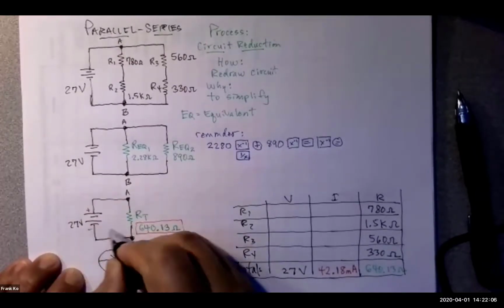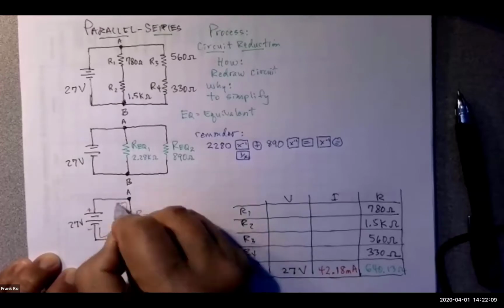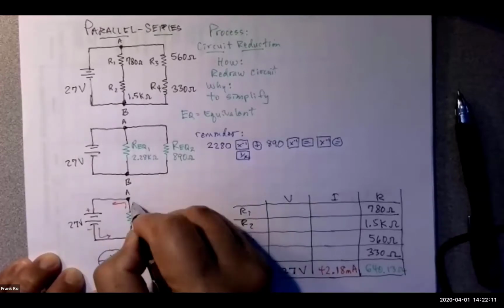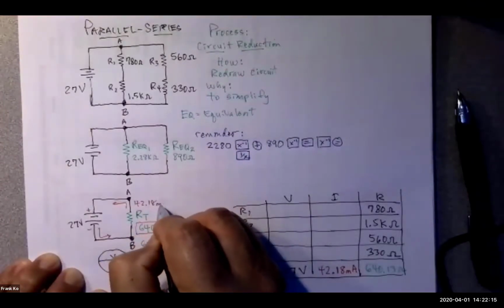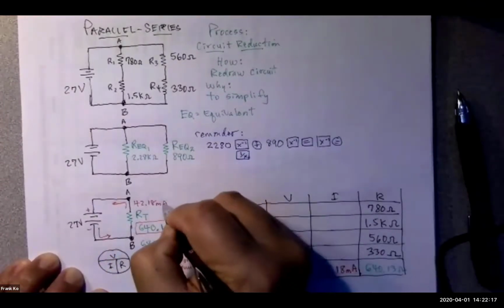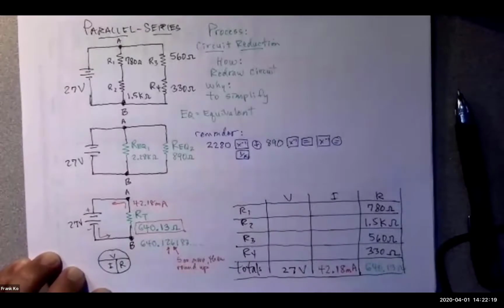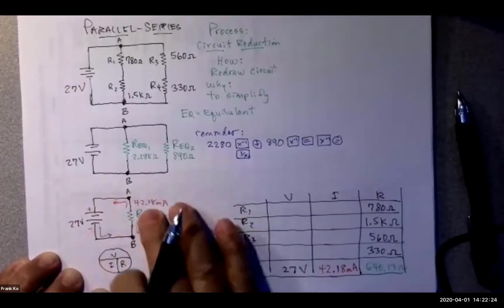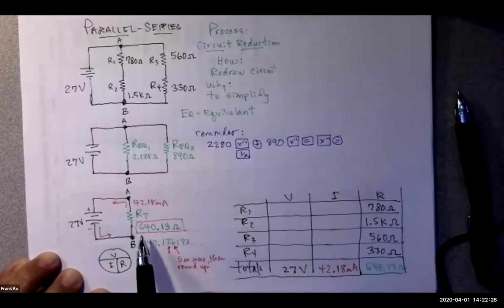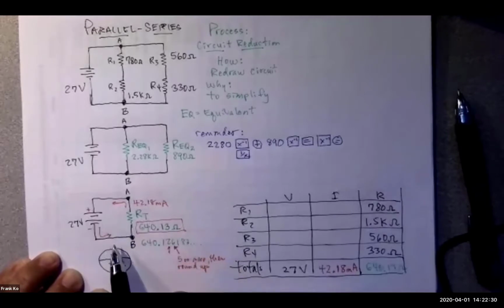This is negative on this side. And the current flowing in this circuit right now is 42.18 milliamps. Yay. That's our I total. So we'll just go ahead and write that in. Have we thoroughly analyzed this third circuit for total ohms, total volts, and total current? There's nothing else for us to do in this particular one.